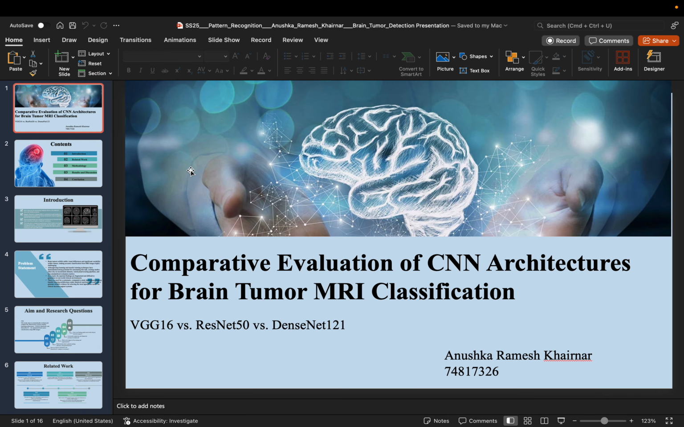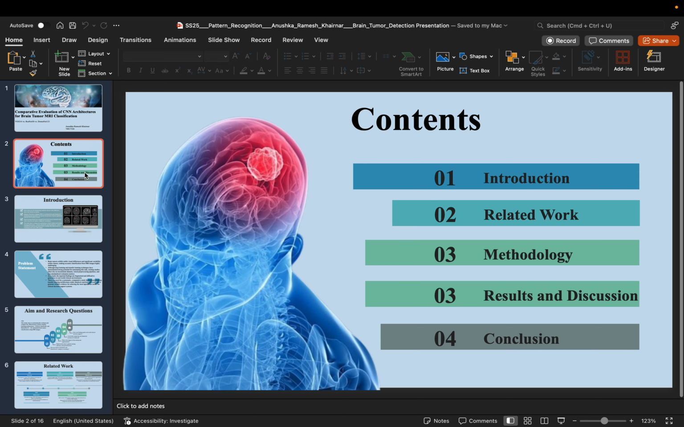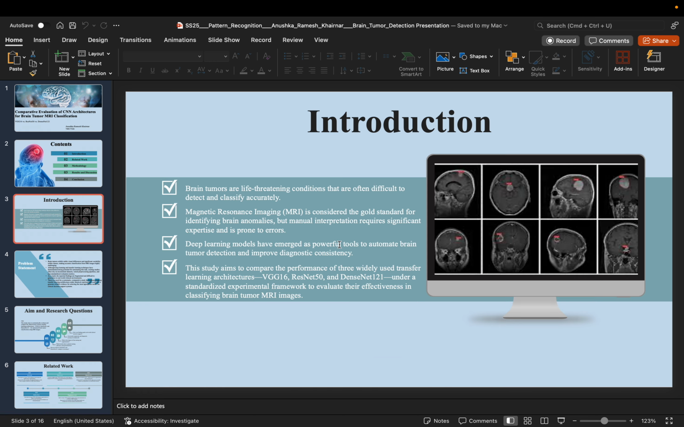Hello everyone, welcome to this presentation on comparative evaluation of CNN architecture for brain tumor MRI classification. I'm Anushka and today I'll be presenting a study that compares the performance of three popular deep learning models, that is VGG16, ResNet50 and DenseNet121, for classifying brain tumors from MRI scans. So this is the content that I'm going to present: the introduction, related work, methodology, result and discussion, and the conclusion. Let's come to the part of introduction.